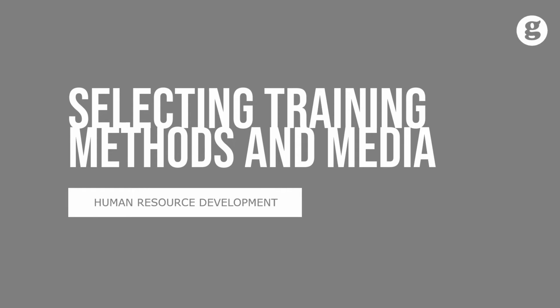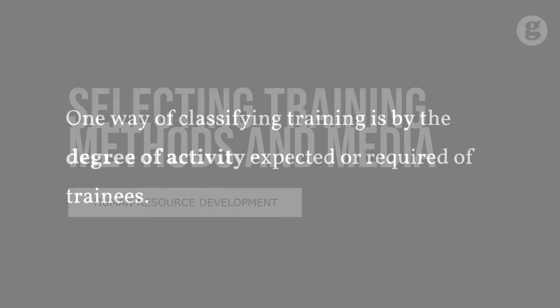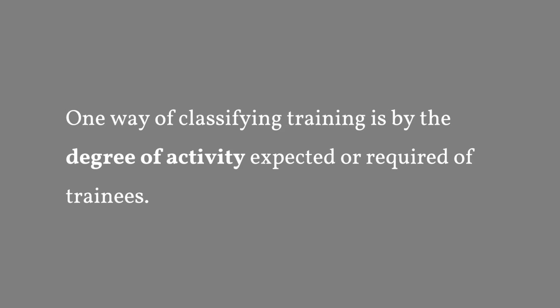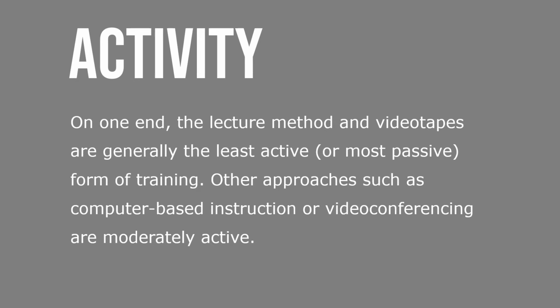Let's take a look at selecting training methods and media. One way of classifying training is by the degree of activity expected or required of trainees. On one end, the lecture method and videotapes are generally the least active or most passive form of training. Other approaches, such as computer-based instruction or video conferencing, are moderately active.